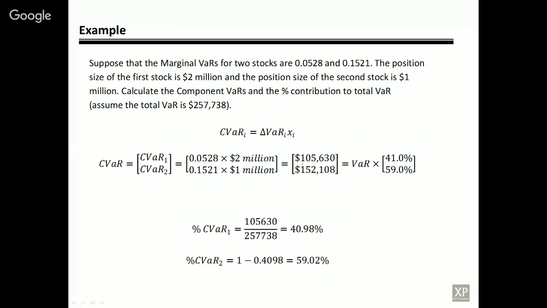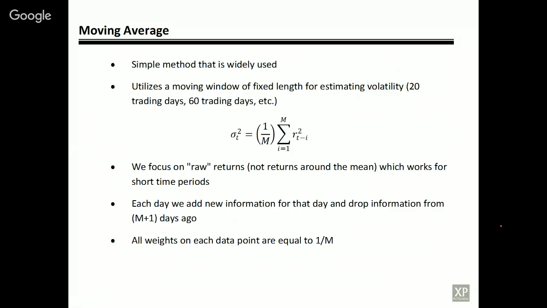So our CVAR1 is just 0.052 times 2 million, and CVAR 2 is 0.1521 times 1 million. And we get 105,630 and 152,108. If you take the sum of these two, it'll add up to our total VAR. And then to calculate the percentage contribution of CVAR 1 to total VAR, we just take CVAR 1 divided by VAR and CVAR 2 divided by VAR. This is pretty simple.